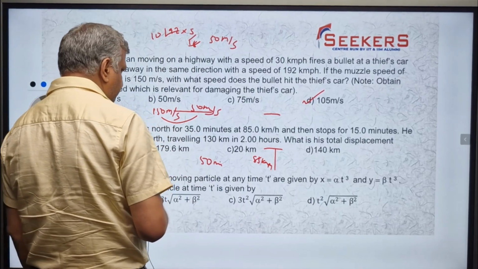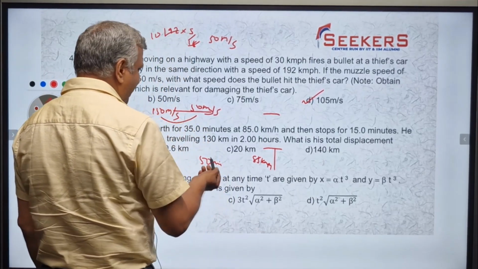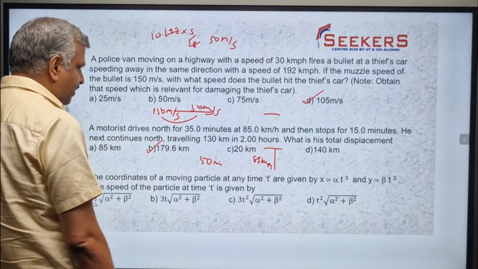What is the total displacement? So total displacement will be a little more than 130, and since he has already traveled for 35 minutes, only this one will be the answer, nothing else will be the answer.